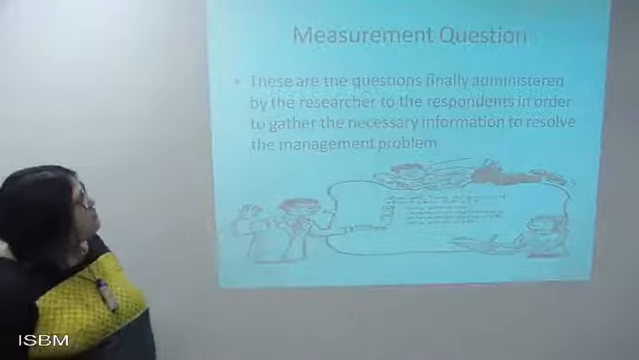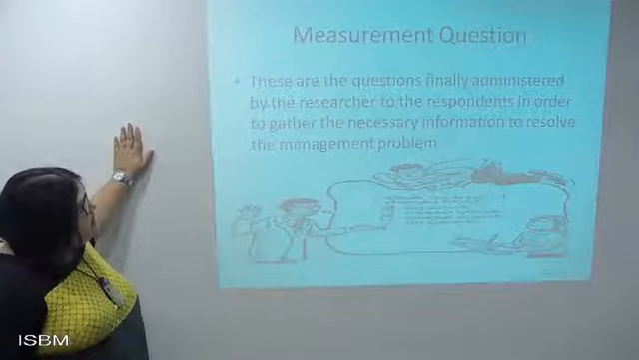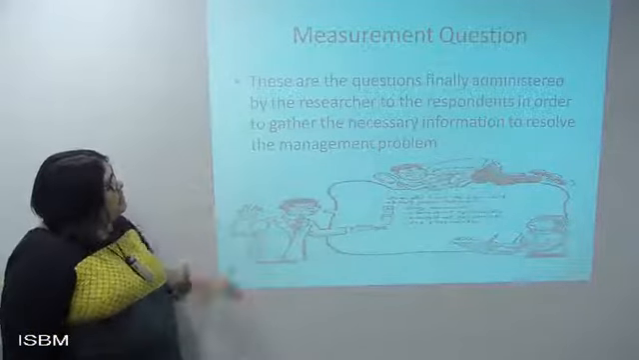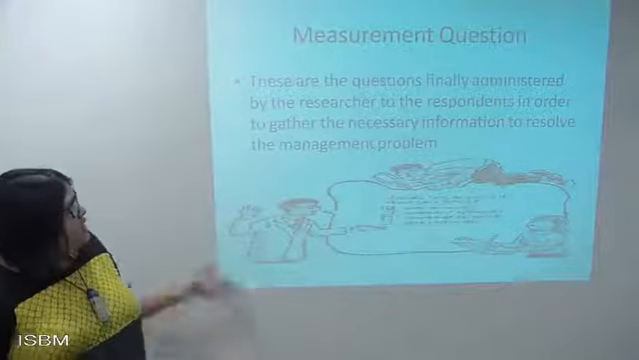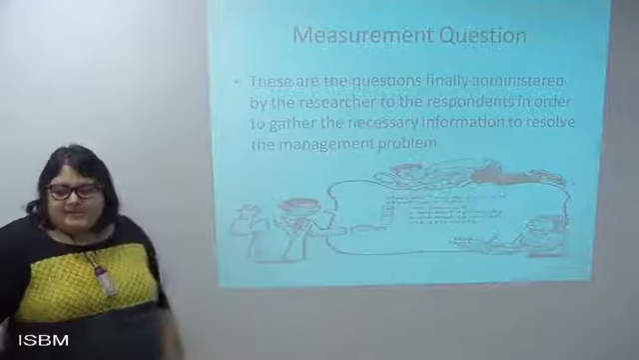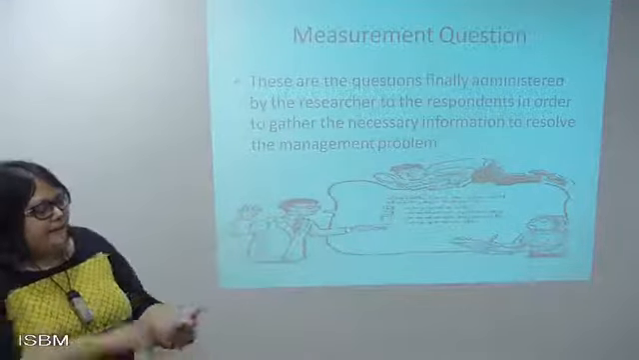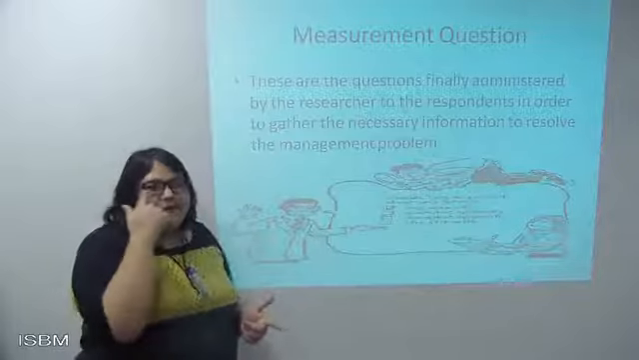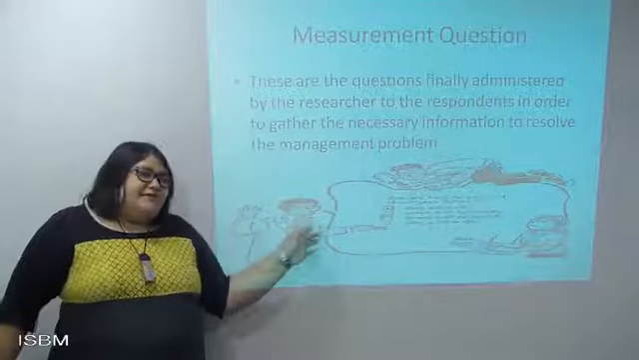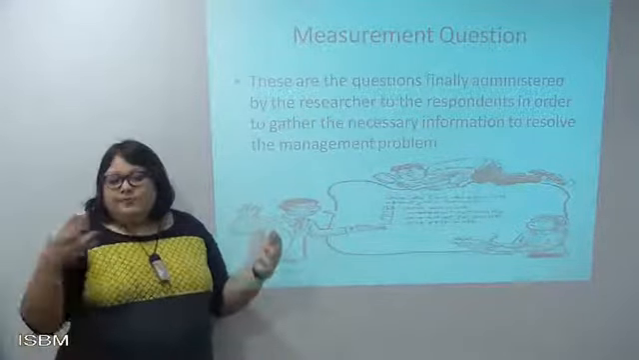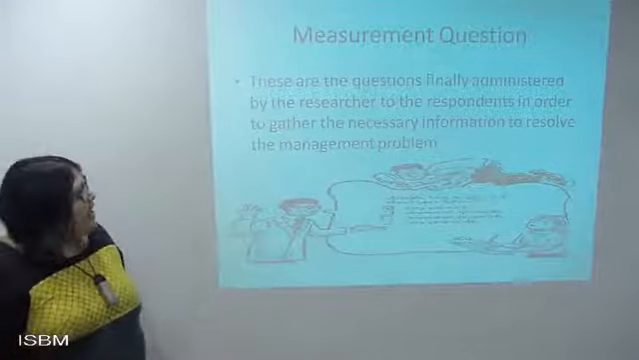So next we go to the measurement questions. These are the questions which are finally administered by the researchers to the respondents in order to gather the necessary information to resolve the management problem. So again, you go back and you ask them, how are you dealing with the changes? You've already identified the management problem, you have identified your research problem, you have gone through the investigation mode. Now is the time when you actually measure the output which you have received by the input which you have provided.